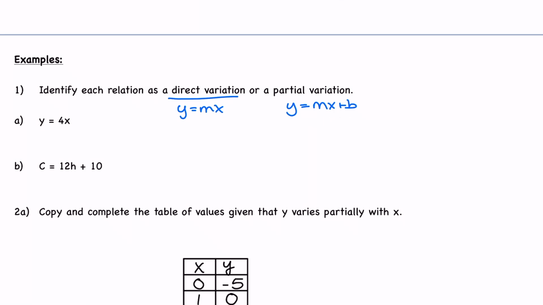So partial variation would follow this equation. If we look over here, 1a has y = 4x. So we have some constant being multiplied by our independent variable, but we don't have any y-intercept, which means it's 0. So this would be an example of direct variation because it follows that equation. For our second question, we have our isolated variable. So we have our dependent variable. And then we have our mx over here, which is our constant times our independent variable. And then we have our y-intercept, which is just some constant. So that follows the form y = mx + b. So that would be an example of partial variation.